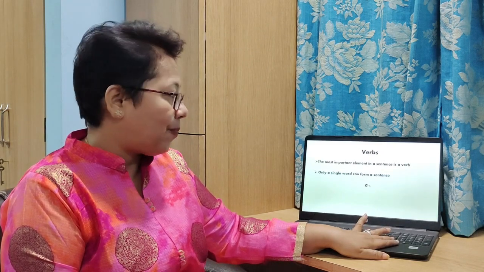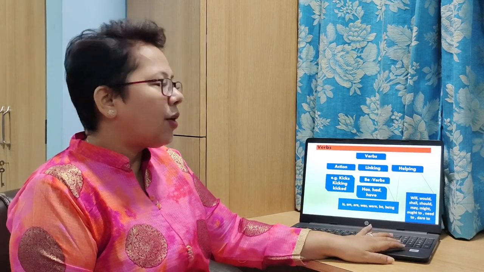So let us talk about the characteristics of the verbs. The first characteristic, as I said, is that it is the most important element in a sentence. Secondly, only a single verb can form a sentence. Like in this word, go. If somebody says go, with an exclamatory mark or a full stop, the sentence is complete. We understand it means you go. So one word, a single verb, can form an entire sentence in the English language.